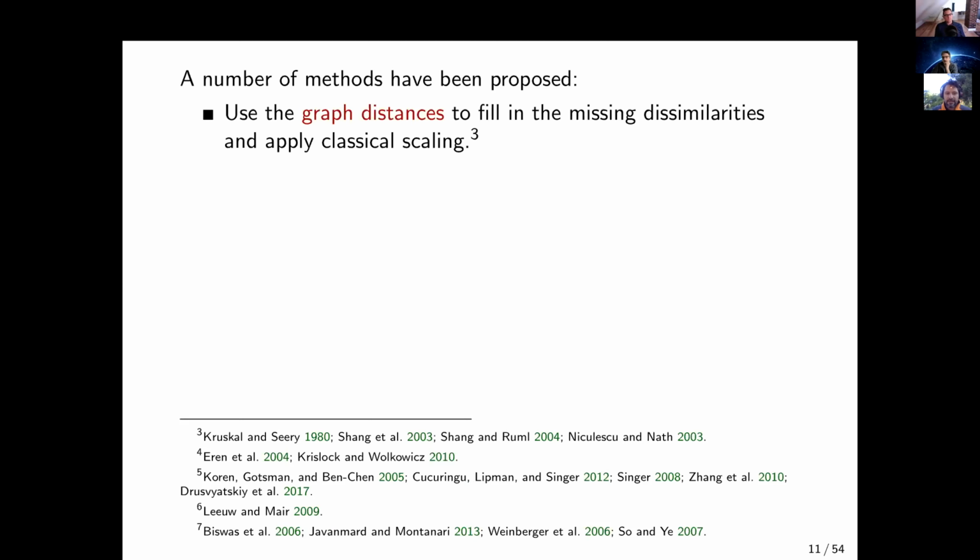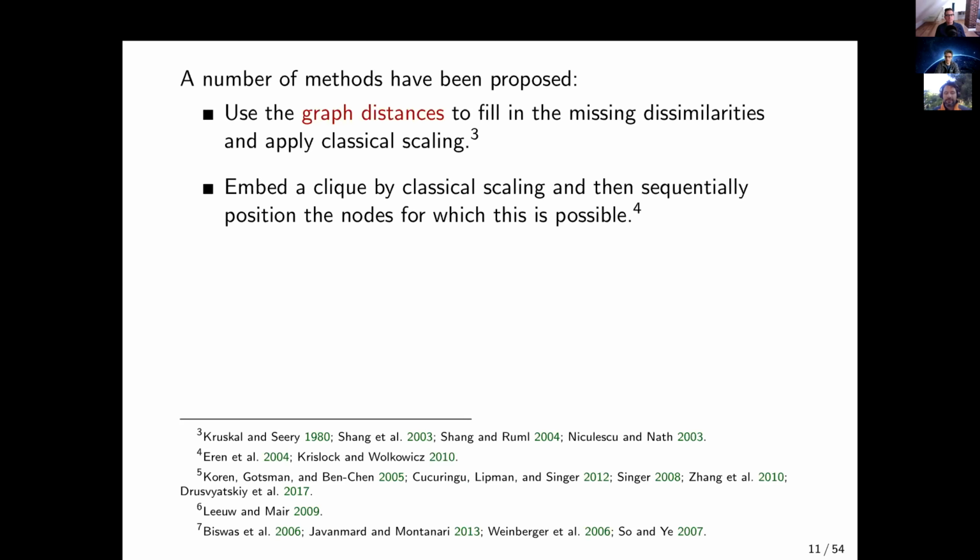And this idea actually goes back to Kruskal and Seery in 1980. It actually took me a little while to discover this, even though the same method was rediscovered by Shang et al. in 2003, and then they suggested a variant a bit later, and a few others. In fact, I don't have it here for some reason, but the Isomap algorithm for manifold learning fills in the missing distances, the so-called geodesic distances, using exactly this method. And that was also, in a sense, rediscovered in 2000. So anyway, this is the simplest method we can think of, and that's the one we're going to study in more detail. But there are other methods that people have suggested.